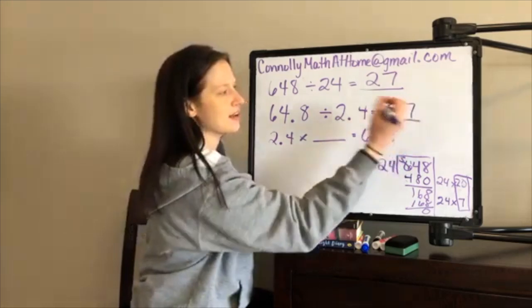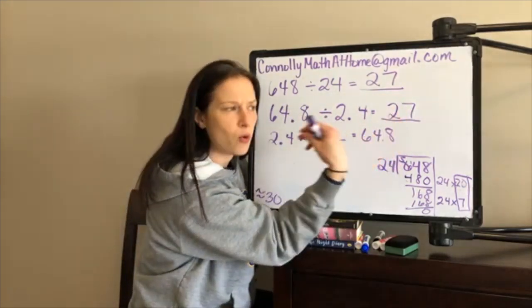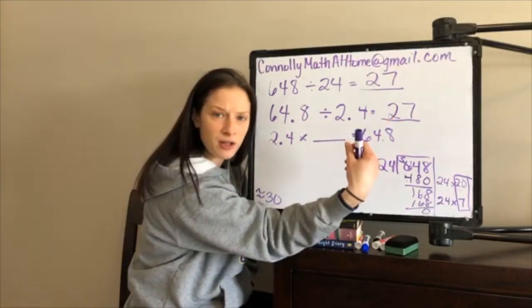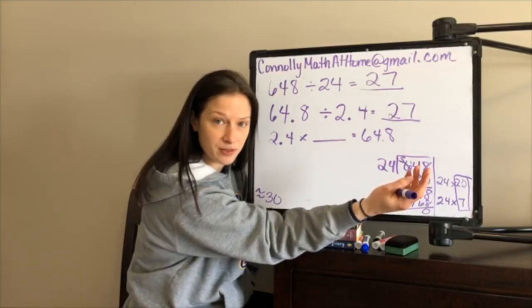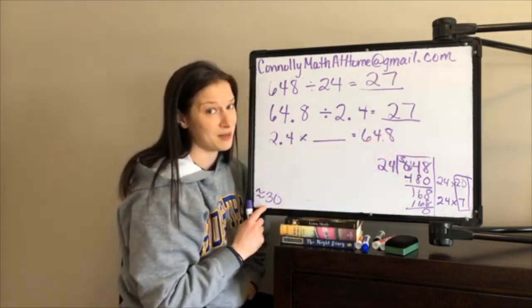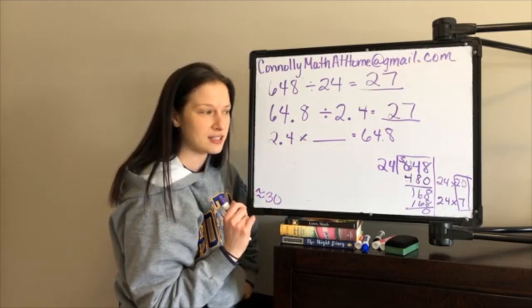So then I ask myself, do I need to make it 10 times greater, or 100 times greater, or 10 times smaller, or 100 times smaller? Or does my answer already seem reasonable? I'm thinking that 27 is really close to my estimate of 30, and I know I did some great rounding, so I'm pretty sure that's correct.